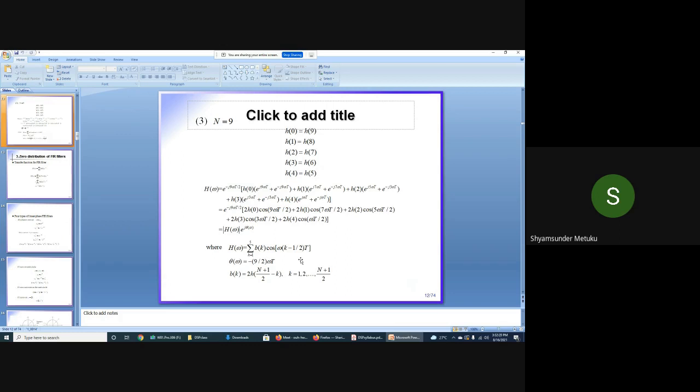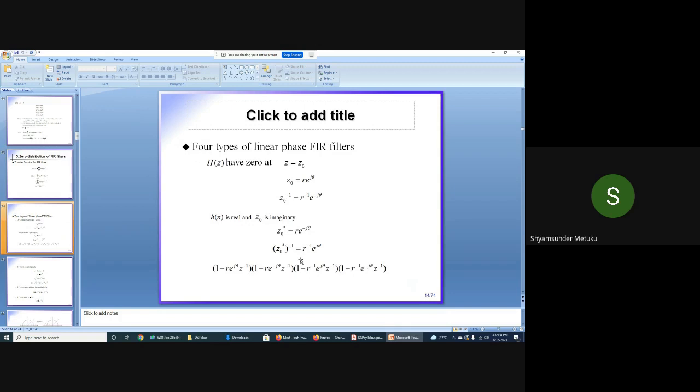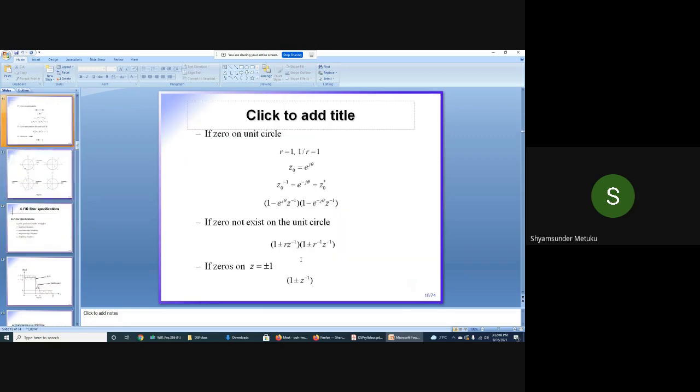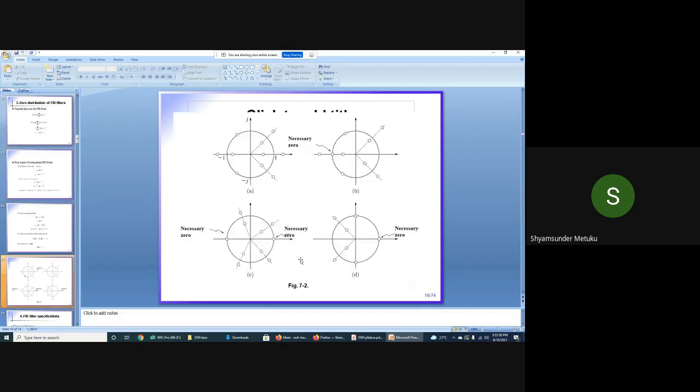So I hope till now it is okay. Okay, fine. So let me continue. Zero distribution of FIR filters, this I can skip, it is not required. Four types of linear phase FIR filters, I think these are all with respect to the design part. So you don't study this, okay? Zero distribution of FIR filters is not required.